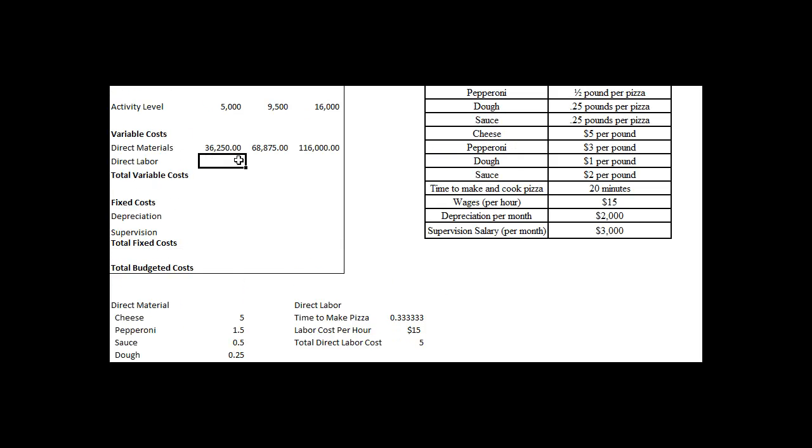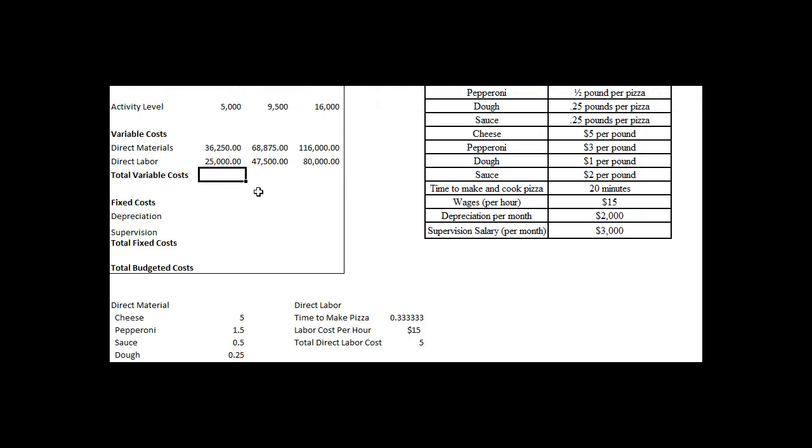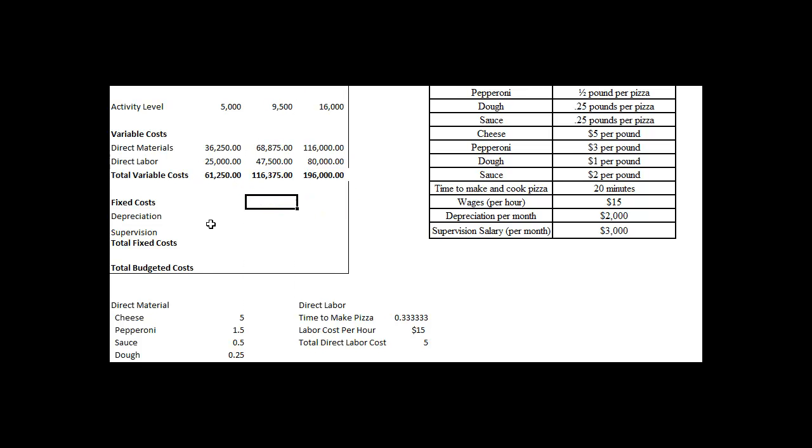So I follow through the same logic. If I make 5,000 pizzas, $5 per pizza, 9,500. So I'm just multiplying the number of pizzas I'm making times the direct labor per pizza. And there we have our direct labor cost at the different levels of activity. So my total variable costs are the two added together.